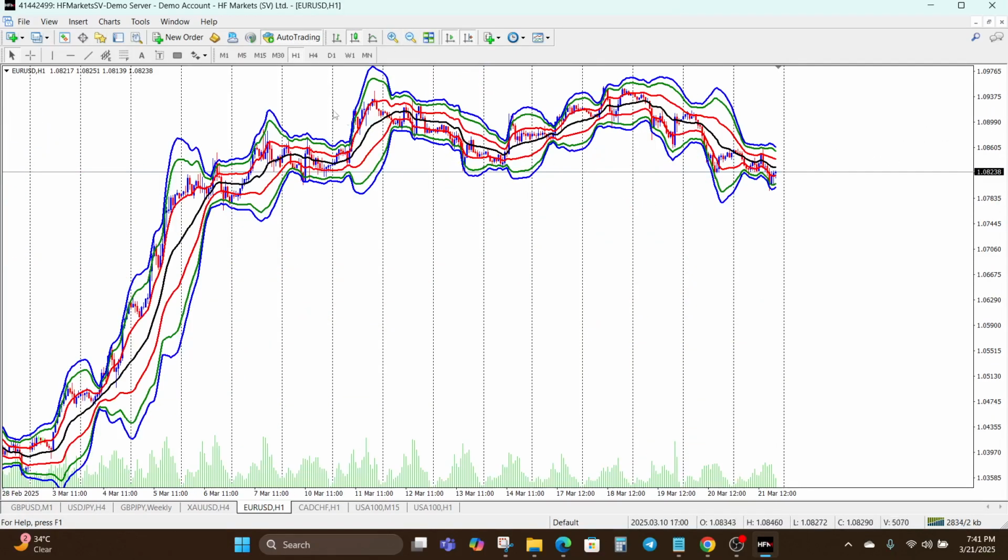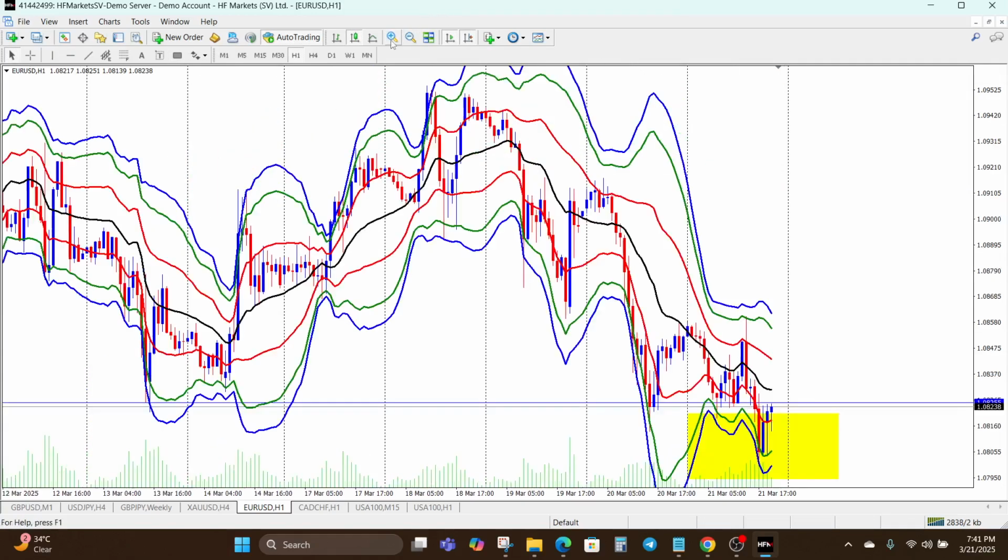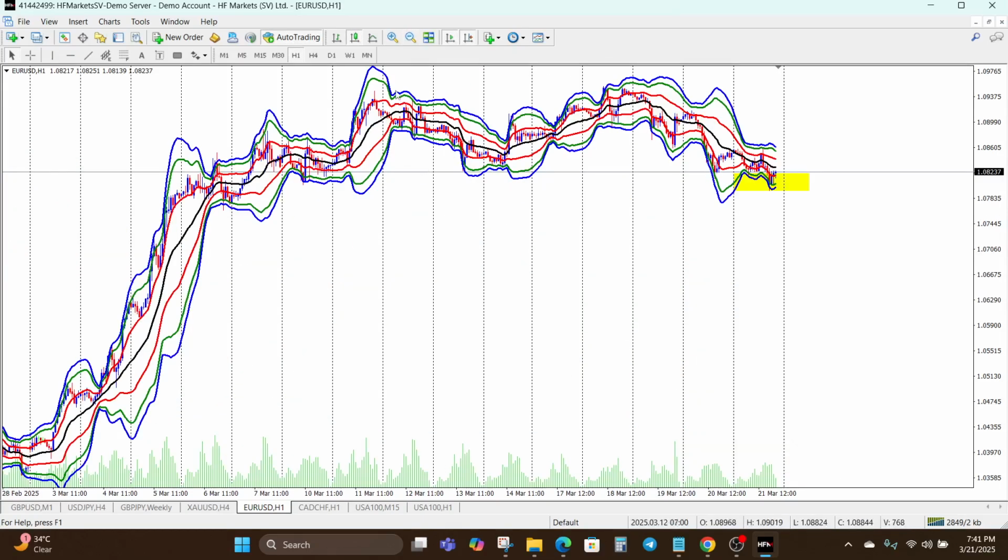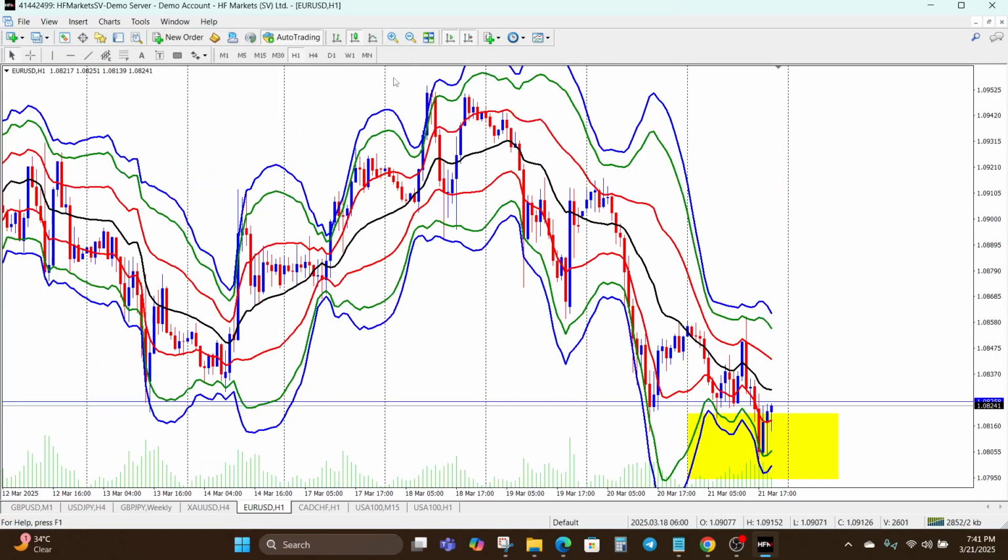Currently we have a good buy zone right now. Then the best sell zone is at the upper extreme band as price is overextended. So you can see we had a good sell zone around here.